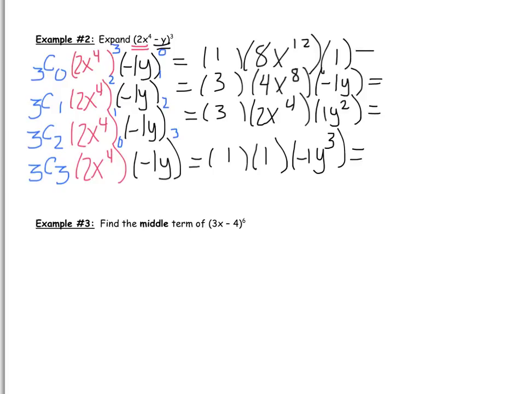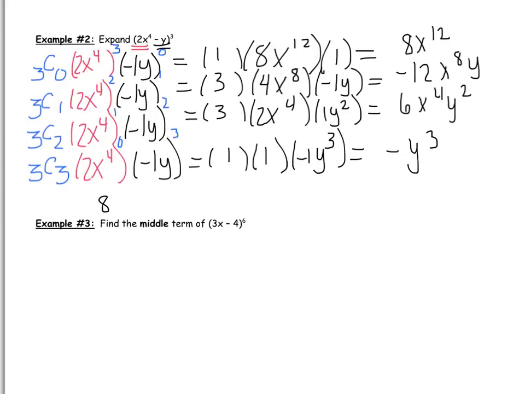So let's simplify all these pieces. So the first one, 8x to the 12th times 1. That should just be 8x to the 12th. 3 times 4 times negative 1. That's negative 12x to the 8th, y. 3 times 2 times 1 is 6. X to the 4th, y squared. And then 1 times negative 1 is negative y to the 3rd. You can put the 1 in front if you want. So to finalize it, you should be saying 8x to the 12th minus 12x to the 8th y plus 6x to the 4th y squared minus y to the 3rd.